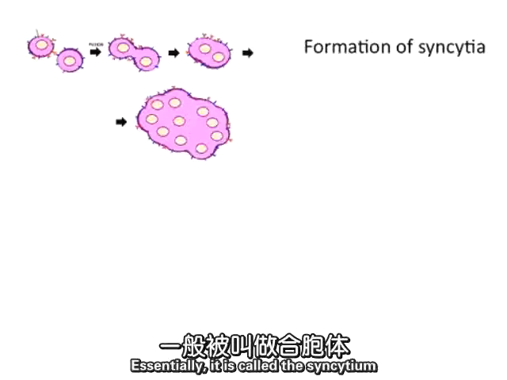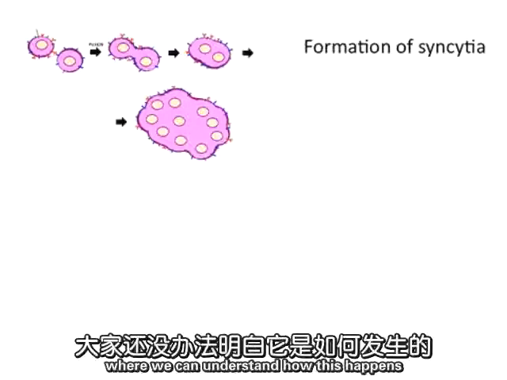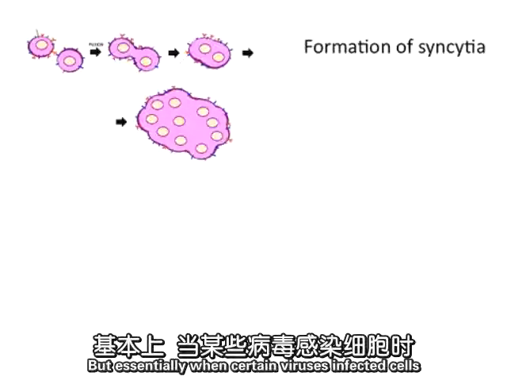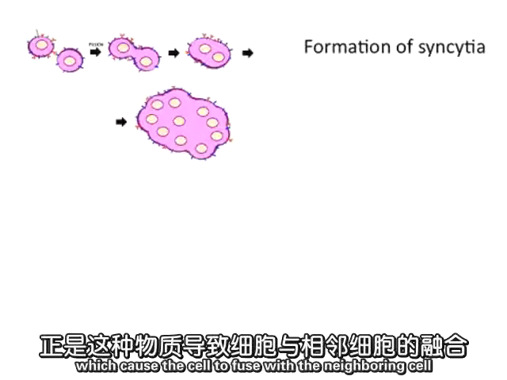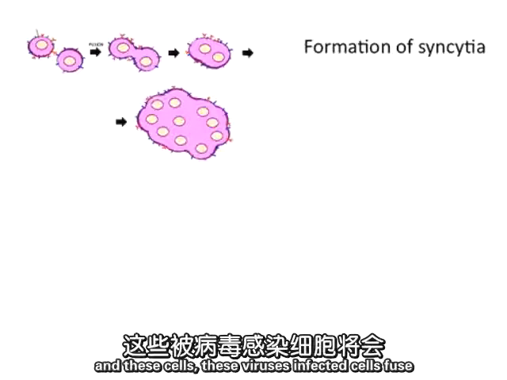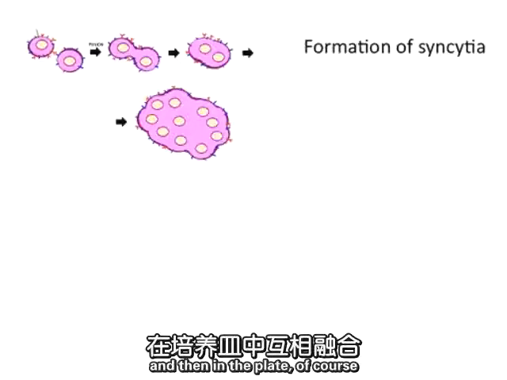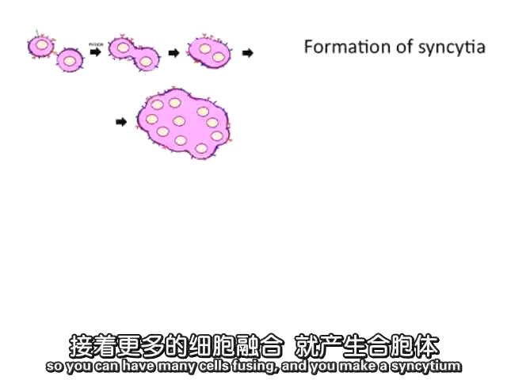It's called the syncytium. So many viruses do this, and we're not yet at the point in this course where we can understand how this happens, but essentially when certain viruses infect cells, they display viral proteins on the cell surface which cause the cell to fuse with a neighboring cell. Well, this will be perfectly clear in a few weeks. And these virus-infected cells fuse, and then in a plate, of course, where there is a continuous monolayer of cells, you can have many cells fusing, and you make a syncytium.